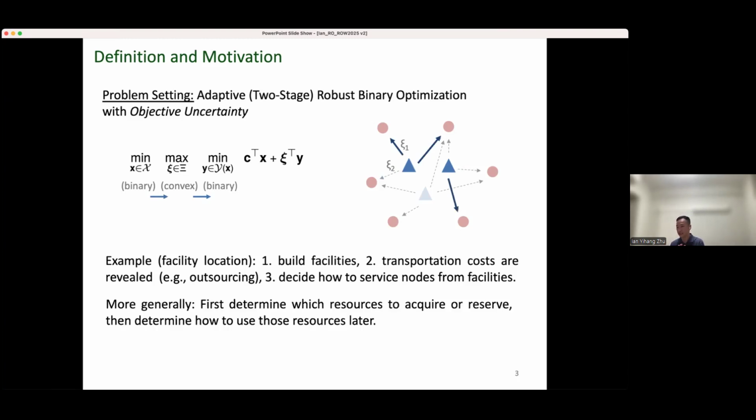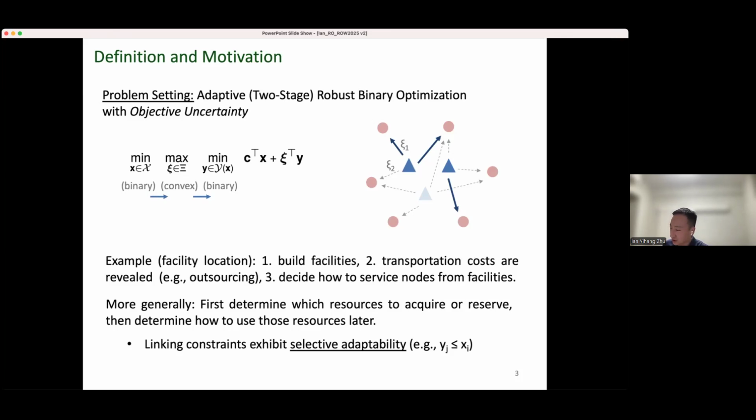Okay, and more broadly, we can think about these problems as arising in any context in which you first want to reserve or acquire some resources before deciding how to use them later. Other examples are in networks. Suppose you want to first reserve or buy certain arcs, then decide how to use those arcs. In scheduling problems, you can think about reserving a specific time slot and then later on deciding how to use that time slot.